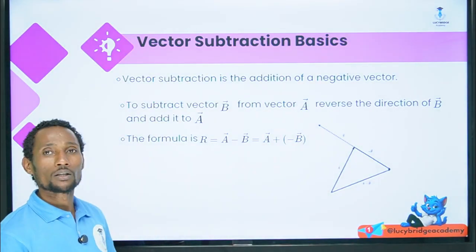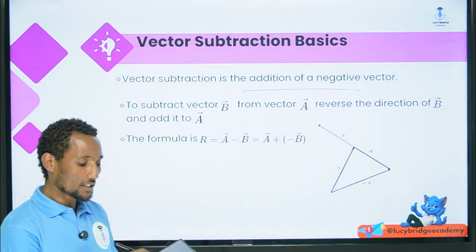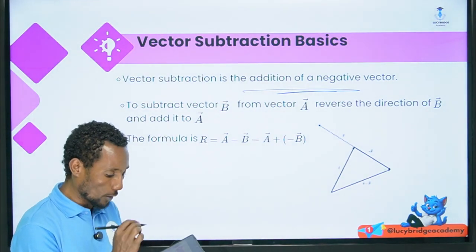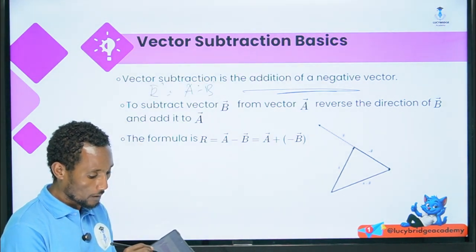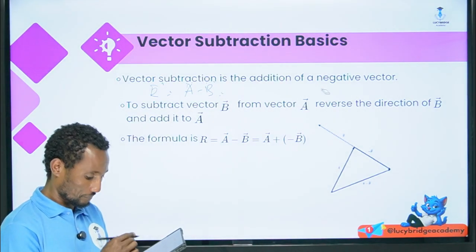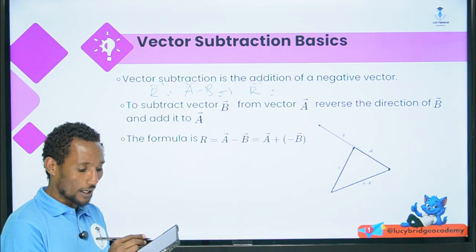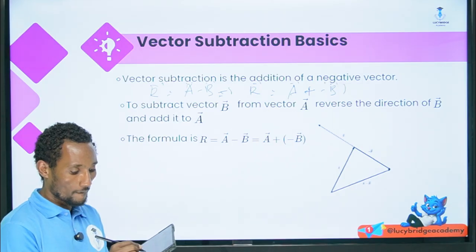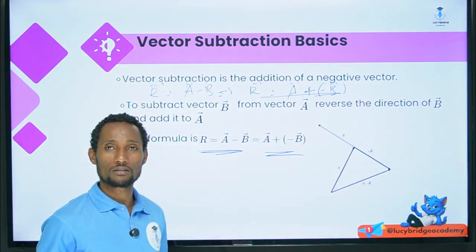The other thing is vector subtraction. Vector subtraction is also called adding a negative vector, or an opposite vector. So the resultant vector is A minus B, which is the same as A plus minus B. A minus B is the same as A plus minus B.